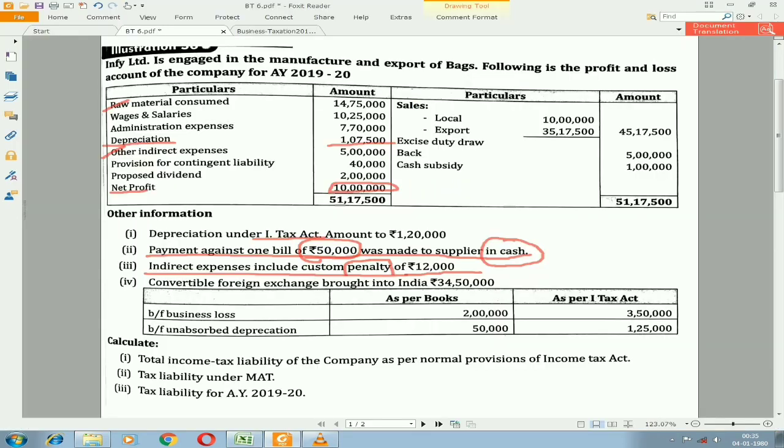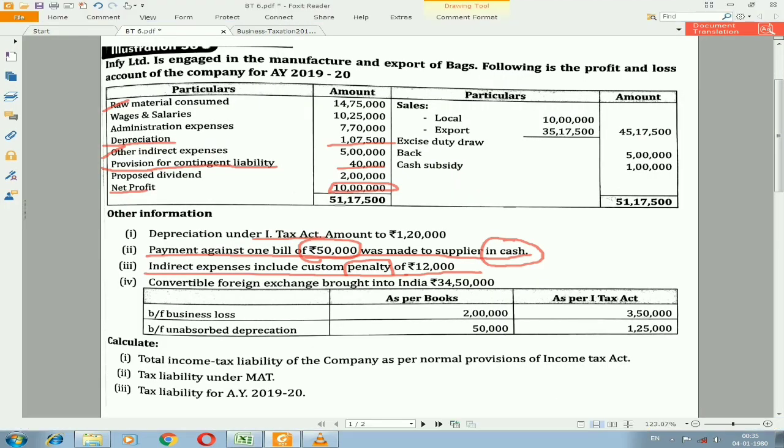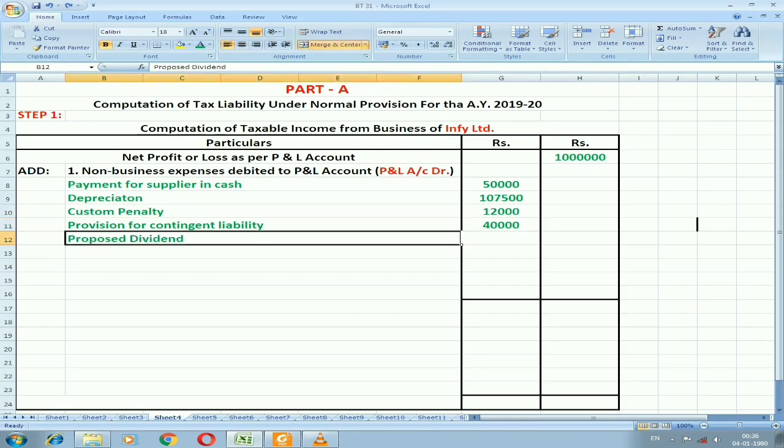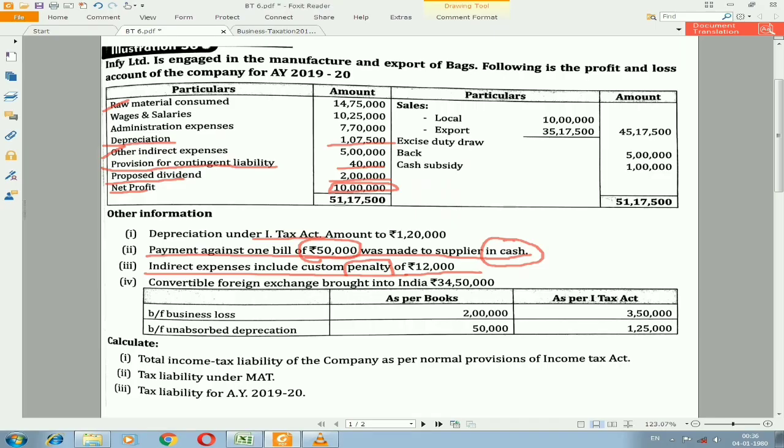Then we have provision for contingent liability. As I told you, any provisions, any reserves will be non-business expenditures, so this will also be considered non-business. Then we have proposed dividend. Any dividends, any debentures, any shares related activities will always be non-business. So this point will also be non-business. Let us take proposed dividend amount of rupees 2 lakh. Apart from this, we don't have any other expenditures on the debit side that are related to non-business.